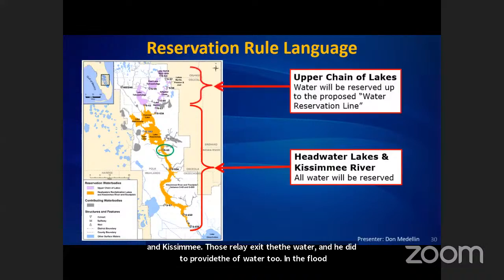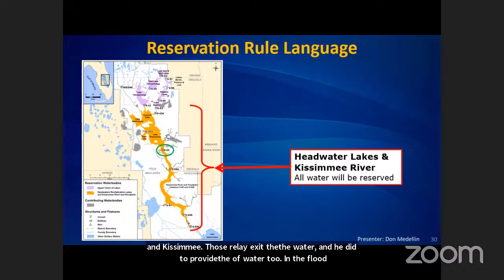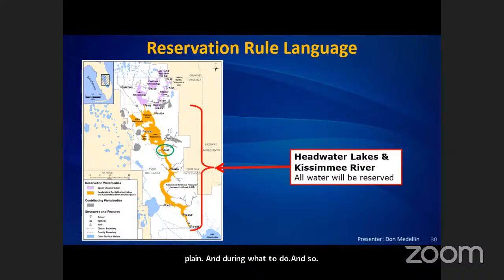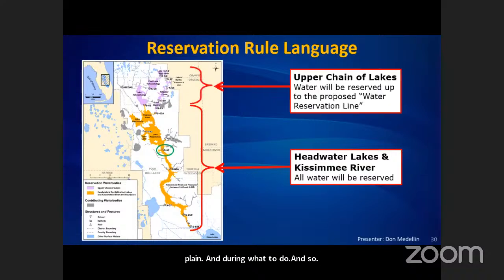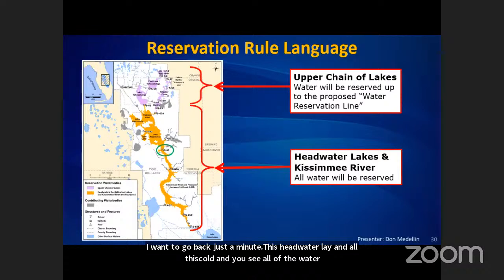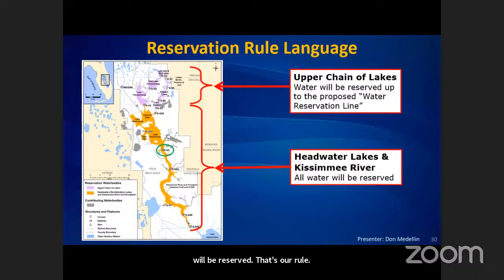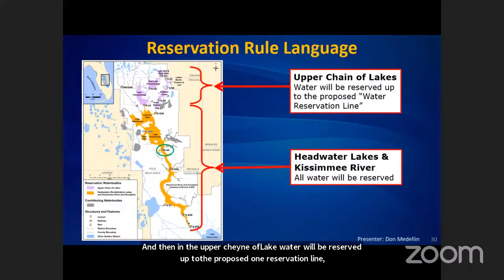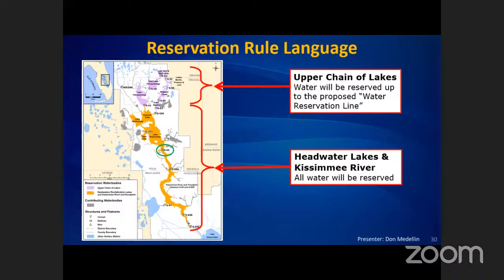And so, let me go back for just a minute. These headwater lakes, and all this gold that you see, all of the water will be reserved as part of the rule. And then in the upper chain of lakes, water will be reserved up to the proposed water reservation line, which is the graphic I showed you as an example. Each lake has a specific water reservation line and a different regulation schedule. So that water reservation line has a daily stage that has to be met before withdrawals can occur.